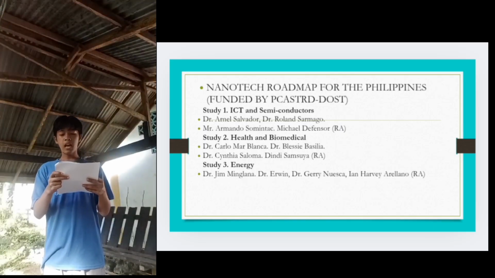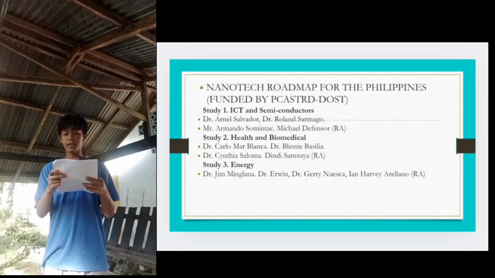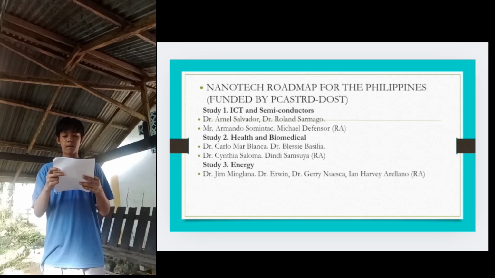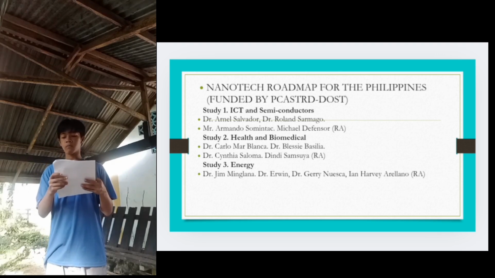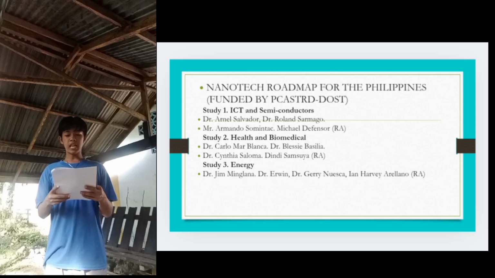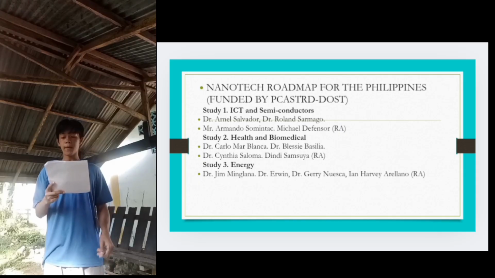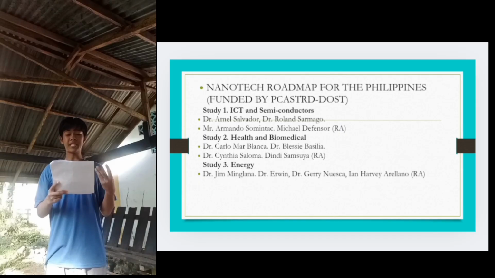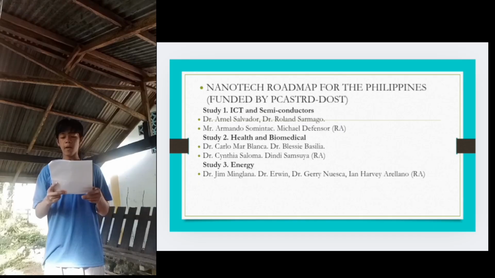And study 2, health and biomedical. So the researchers of this are Dr. Carlo Mar Blanca, Dr. Blisi Basilia, Dr. Cynthia Saloma, and others. It works on medical uses of nanotechnology like improving medicine and diagnostics. Example, creating nanomedicine that targets specific diseases like cancer without harming healthy cells.